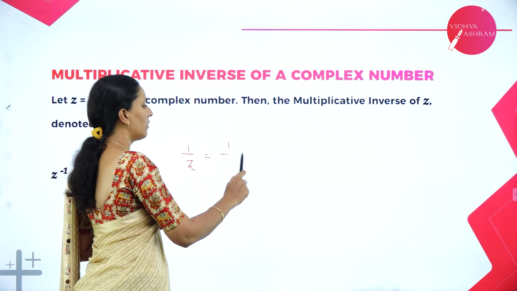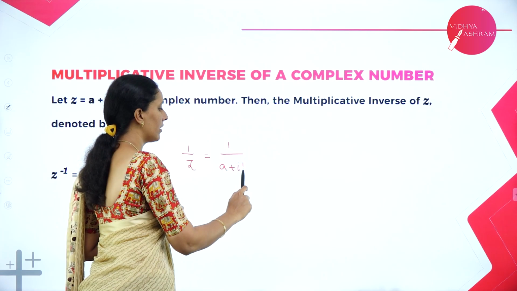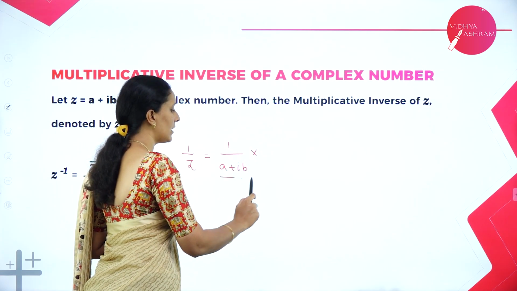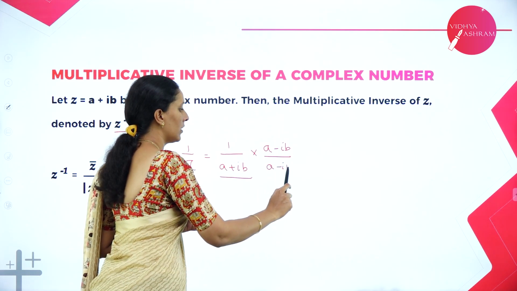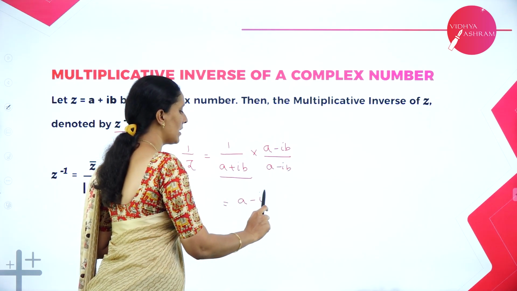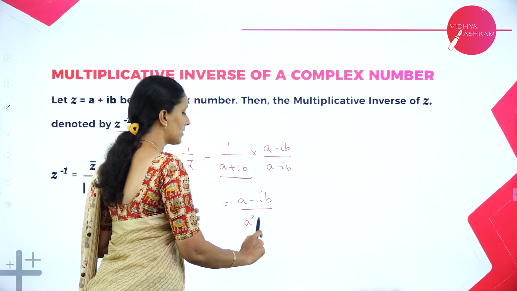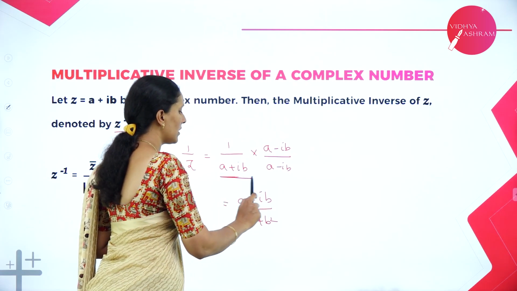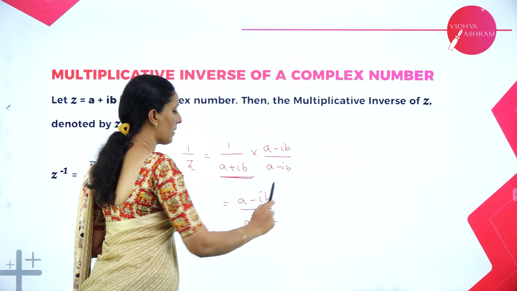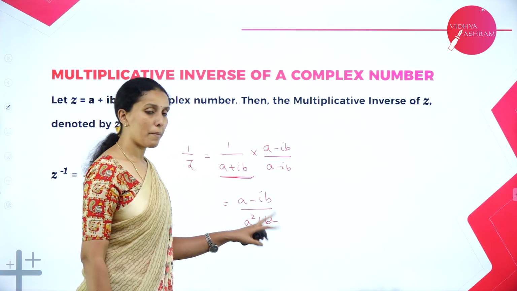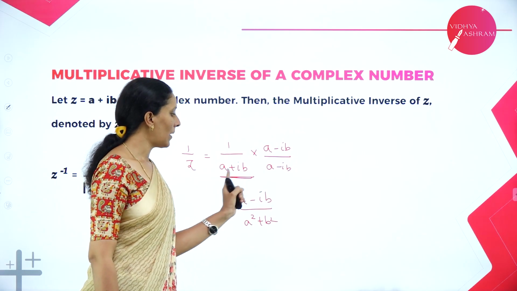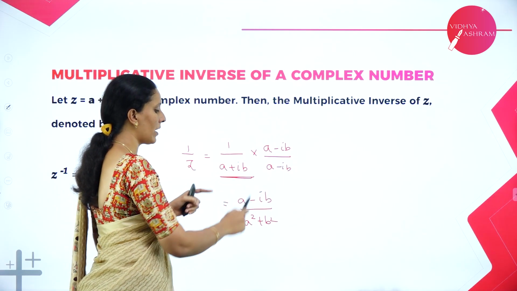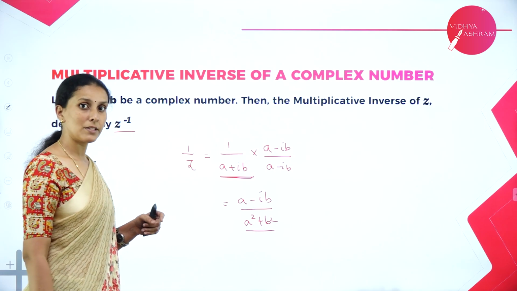Suppose we have 1 by a plus ib, then we will rationalize the denominator. We will take the conjugate of this, and then we write it as a minus ib divided by a square plus b square. This is in the form of (a plus b)(a minus b), which can be written as a square minus b square. But since i square is minus 1, for any complex number a plus ib, a minus ib, it is always a square plus b square.